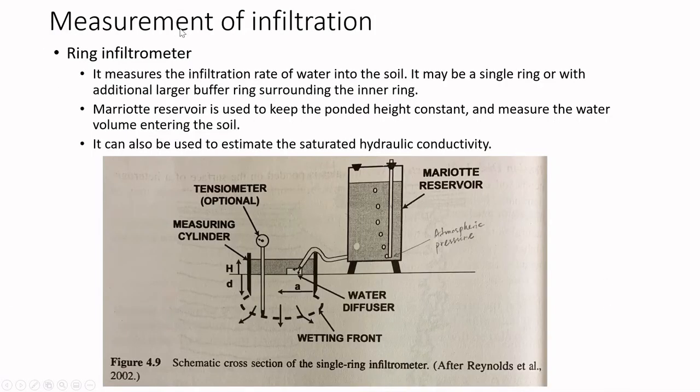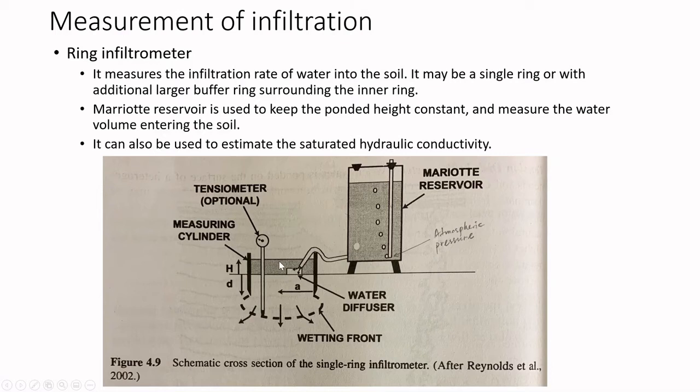So here are the measurements of infiltration. One infiltration measurement method that we can use is a ring infiltrometer. It measures the infiltration rate of water into the soil. It may be a single ring or with an additional larger buffer ring surrounding the inner ring. So say you have one ring, you can have another ring surrounding the inner ring. So we have a double ring, for example. So this is a Mariotte reservoir, used to keep the ponded height constant. So the ponded height, here, this is the ponded height.